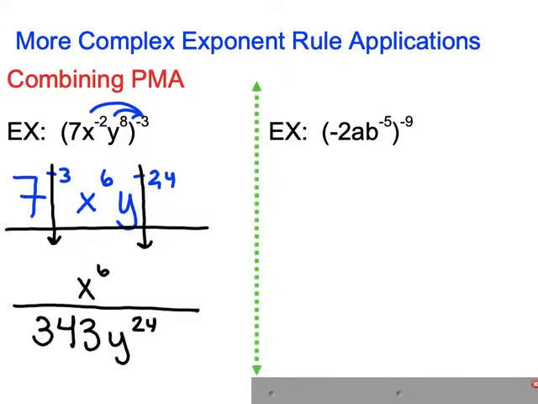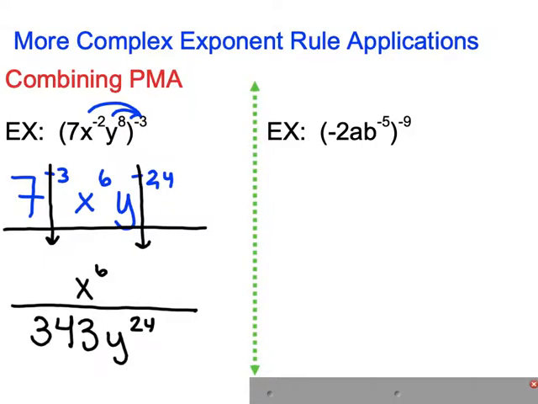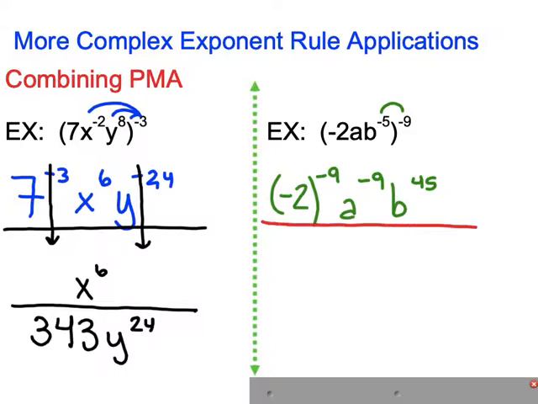Negative 2 a, b to the negative 5th, all to the negative 9th power. So everybody's going to get the exponents. So negative 2 is going to get the negative 9th power. A is going to get the negative 9th power. And b, negative 9 times negative 5 is a positive 45. We're going to decide who needs to go to the denominator.